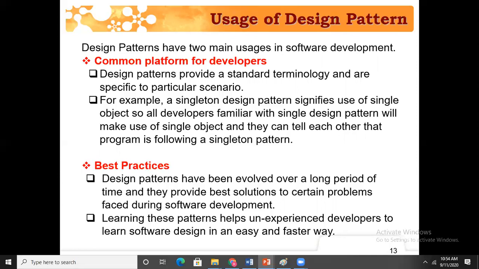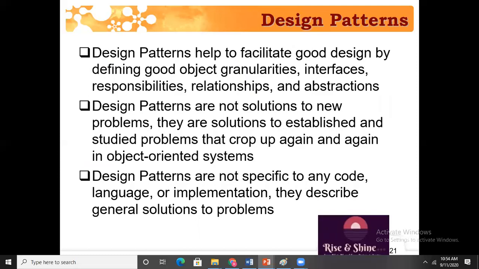Whenever you are using design patterns, all your stakeholders are on a common platform, and obviously these design patterns are best practices. So these are the usages of design patterns. Again, design patterns help to facilitate good design by defining good object granularities, good interfaces, good responsibilities, relationships, and good abstractions.